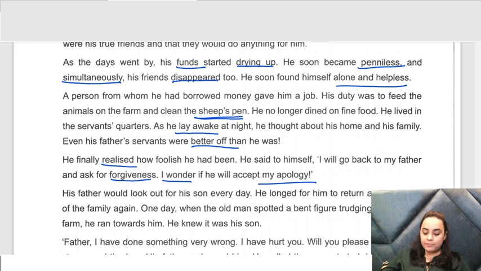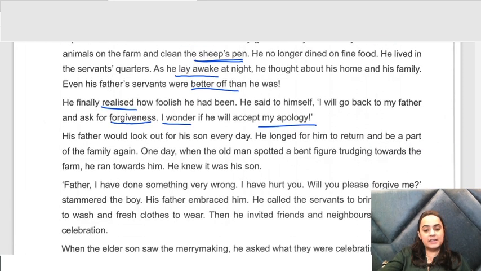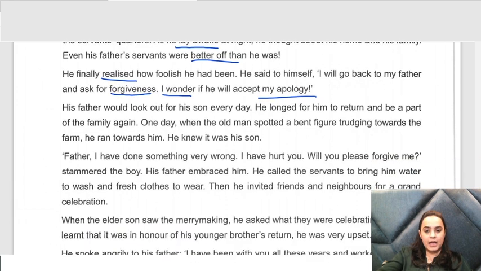His father would look out for his son every day. He longed for him to return and be a part of the family again. One day, when the old man spotted a bent figure trudging towards the farm, he ran towards him. He knew it was his son.